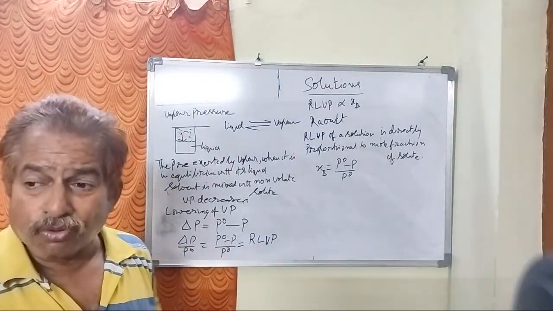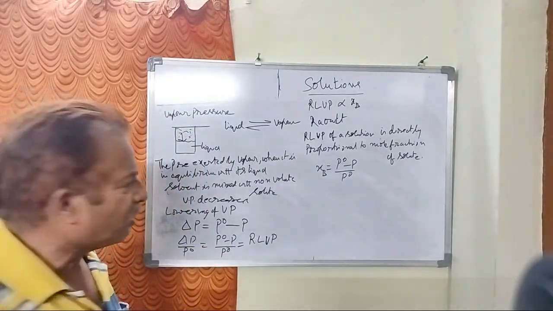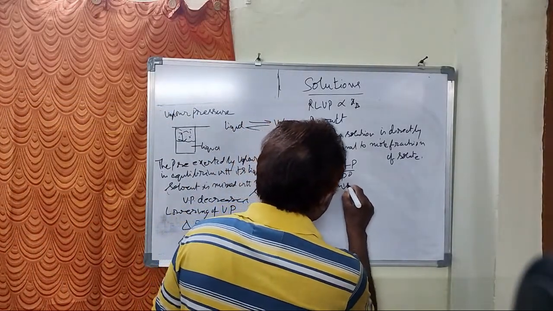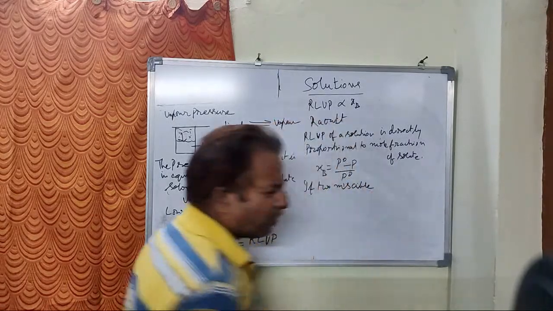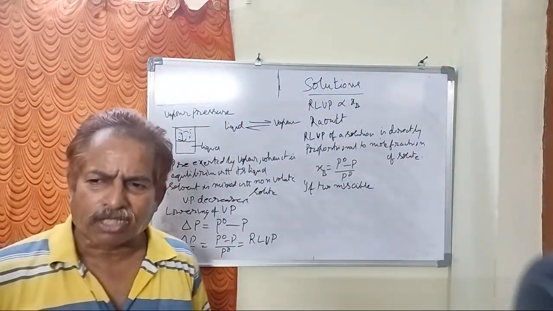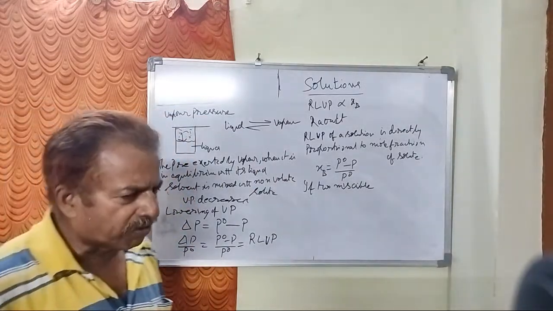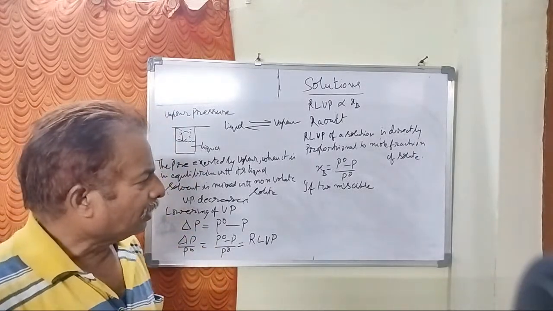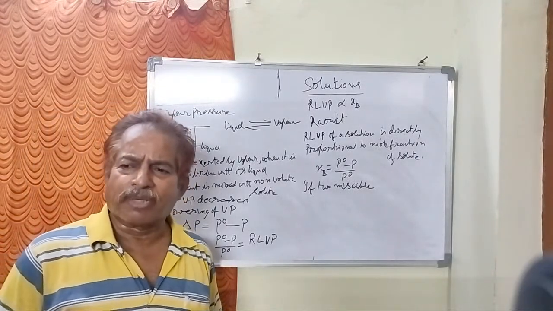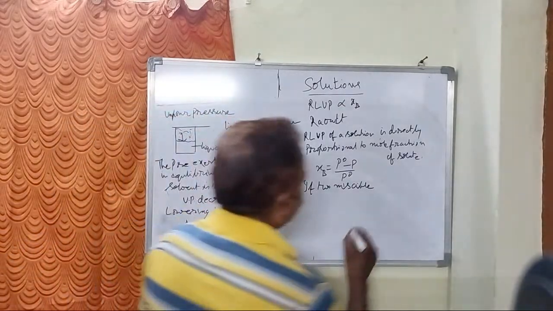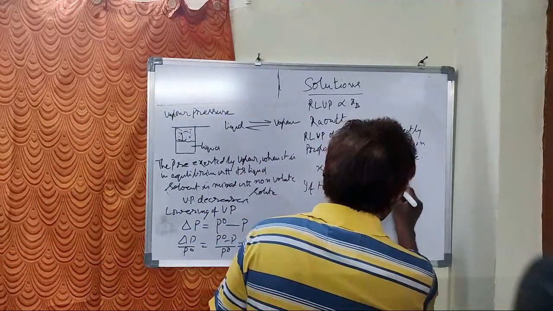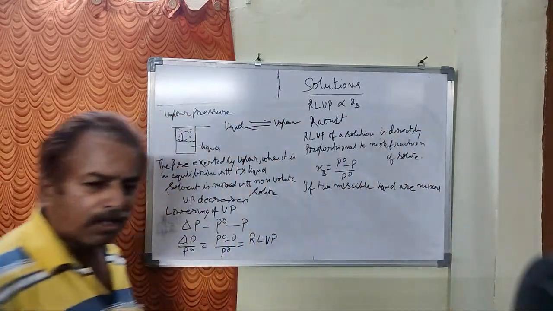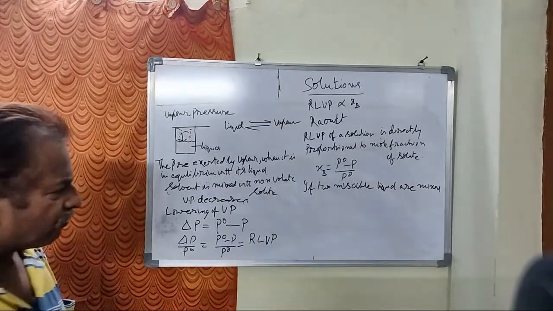Suppose two miscible volatile liquids are mixed. Miscible means they mix with each other. For example, alcohol and water are miscible with each other. Chlorobenzene and bromobenzene are miscible, right? Ethyl chloride and methyl chloride, they are miscible. Therefore, if two miscible liquids are mixed, then what will be the vapor pressure of the mixture?